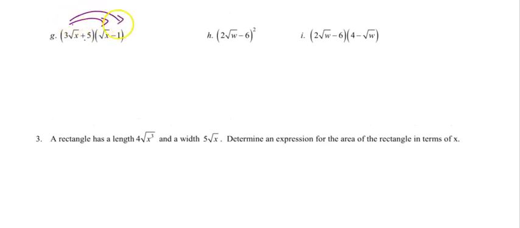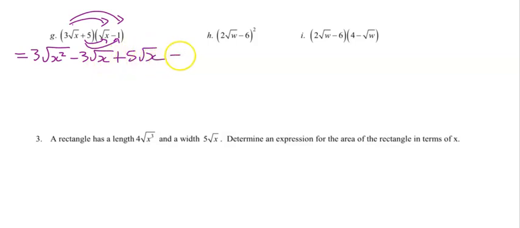So we're going to FOIL this, right? First, outer, inner, last. So first, you can go 3 and then root x times root x is x, or you can go 3 root x squared minus 3 root x, so that's the outer, plus 5 root x minus 5. The square root of x squared is x, so that's 3x plus 2 root x minus 5.